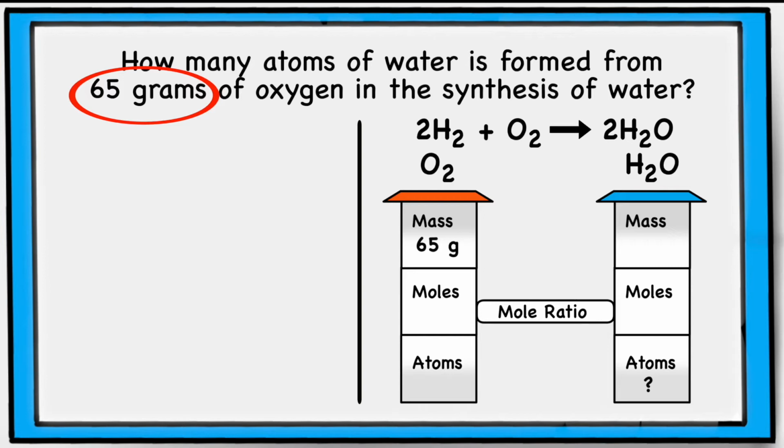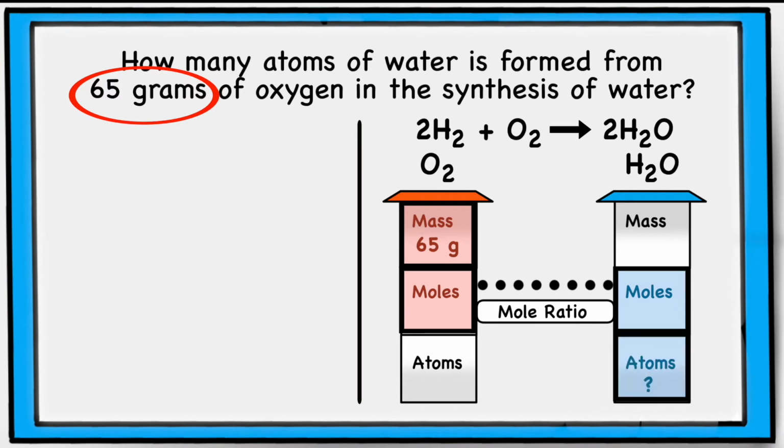Now we have a starting and ending point, which we can plan out a pathway to find our solution. We're going to go from mass of O2 to moles of O2, or from mass of oxygen to moles of oxygen. From there, we're going to use the mole ratio to get to moles of water. And then finally, we're going to use Avogadro's number to convert moles of water to atoms of water. Now let's solve this problem.